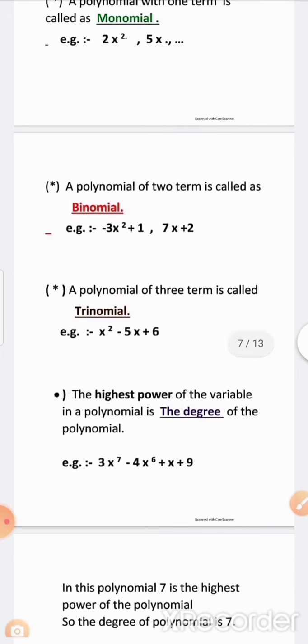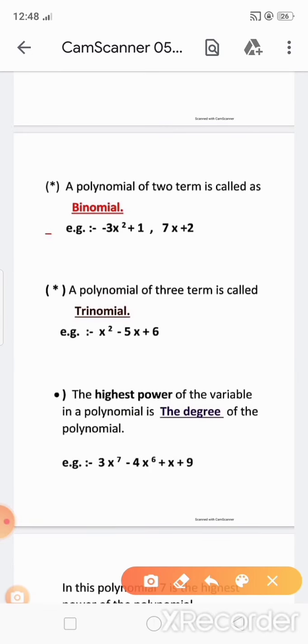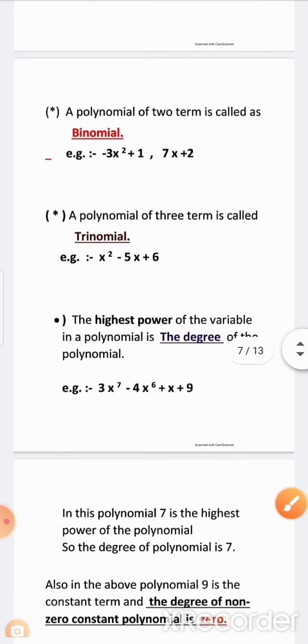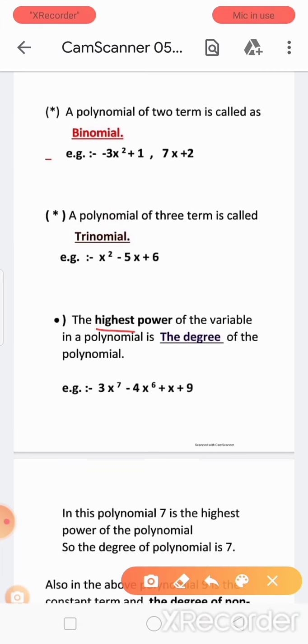Next, a polynomial of three terms is called a trinomial. For example, x square minus 5x plus 6. In this polynomial, we have the first term, second term and third term. So this polynomial is known as a trinomial. Next, the highest power of the variable in a polynomial is the degree of the polynomial.